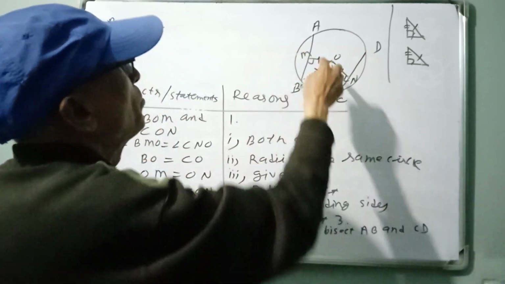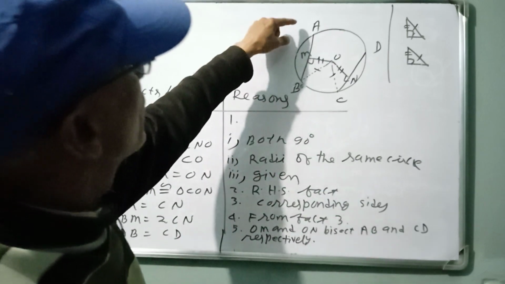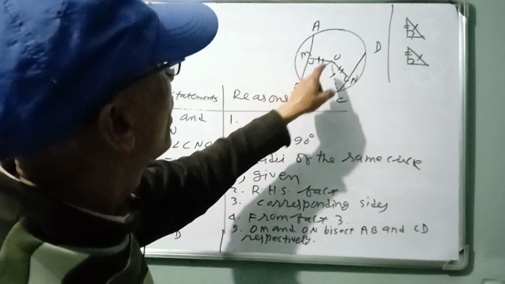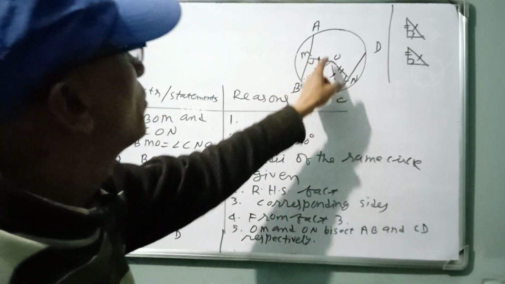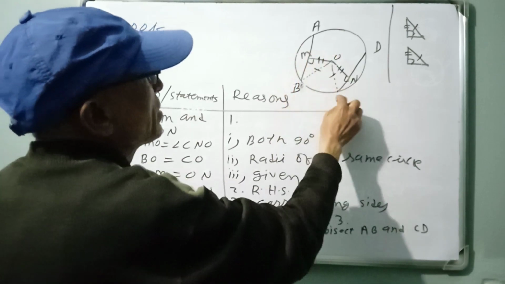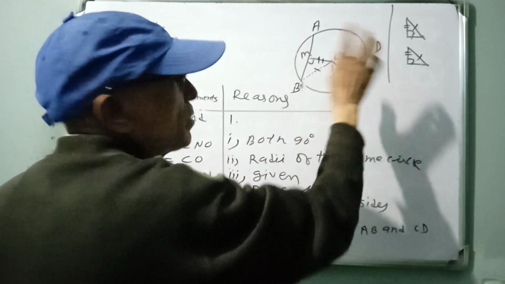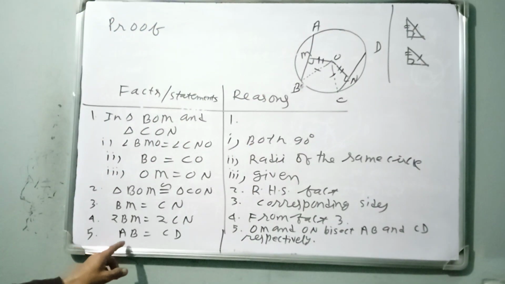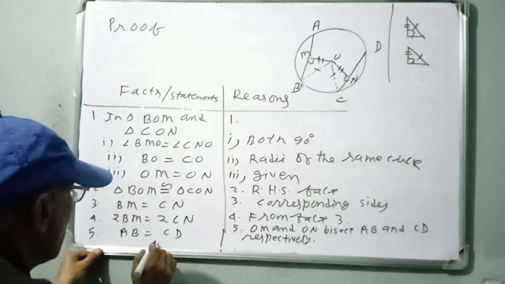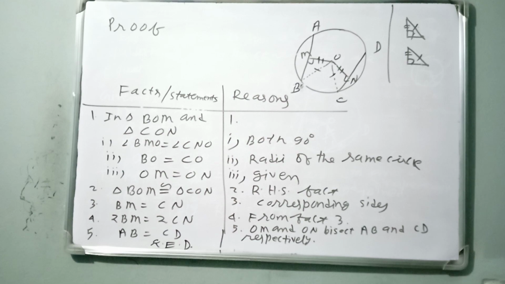Perpendicular drawn from the center to a chord bisects it. OM bisects AB and ON bisects CD. So since BM and CN are equal, BM doubled is AB, CN doubled is CD. So chord AB equals chord CD. QED, quod erat demonstrandum.